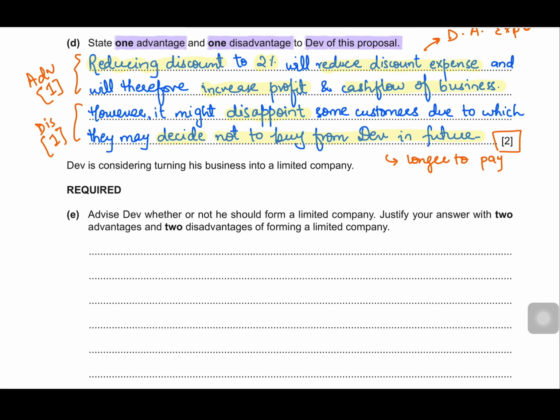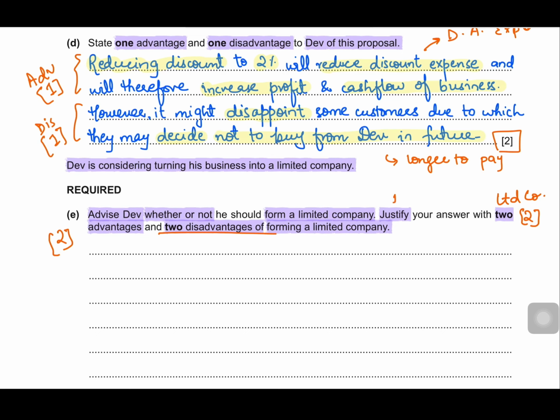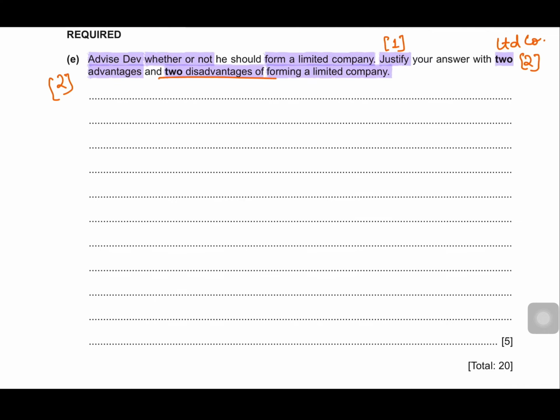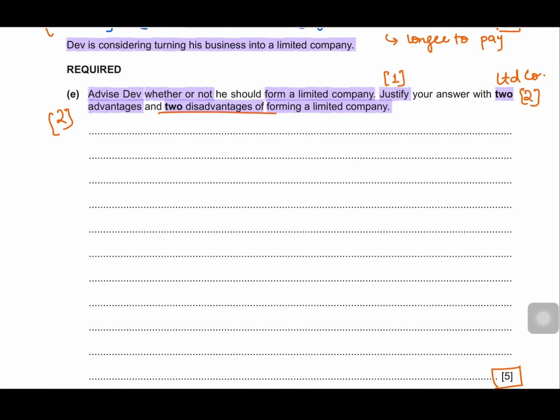Now let's move to the last part, which says that Dave is considering turning his business into a limited company. Wow. Now the requirement is, advise Dave whether or not he should form a limited company. You have to justify your answer with 2 advantages and 2 disadvantages of forming a limited company, right? So 2 marks for advantages, 2 marks for disadvantages, and 1 mark for justifying, that is, what do you recommend? So this part is of 5 marks.